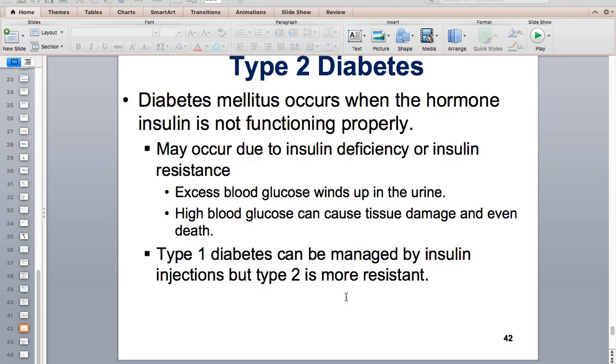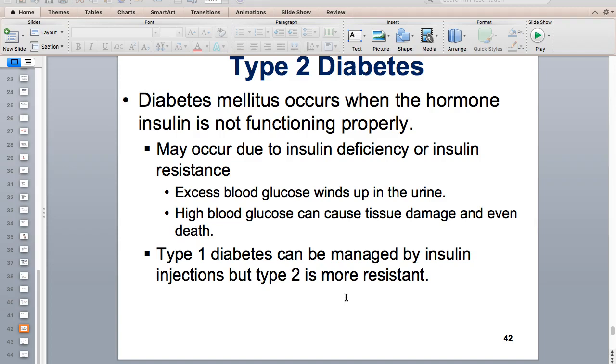All right, so if you talk a little bit more about diabetes, type 2 diabetes occurs when the hormone insulin is not functioning properly. Sometimes it's called insulin resistance. So the bottom line is you end up with a whole bunch of glucose in your blood. Your blood glucose levels are high, and consequently your urine levels are super high, meaning that the glucose is not able to get inside your cells.